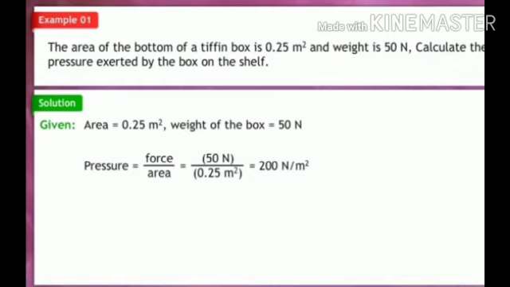Now substitute the value of force and area. Here force means weight, that is 50 Newton, and area is 0.25 meter square. Now 50 Newton upon 0.25 meter square. After calculation we got 200 Newton per meter square.